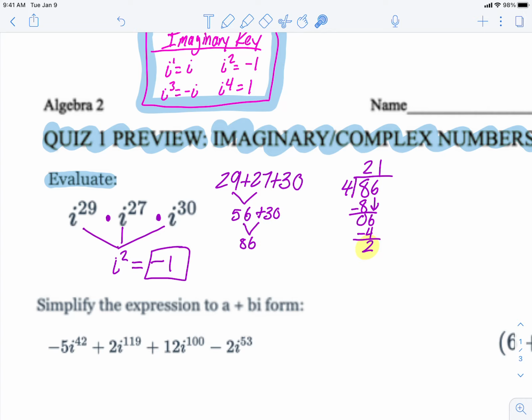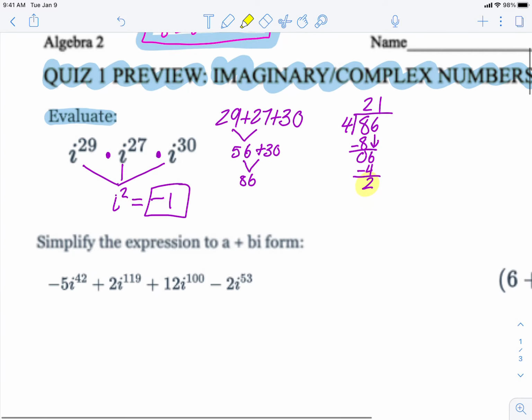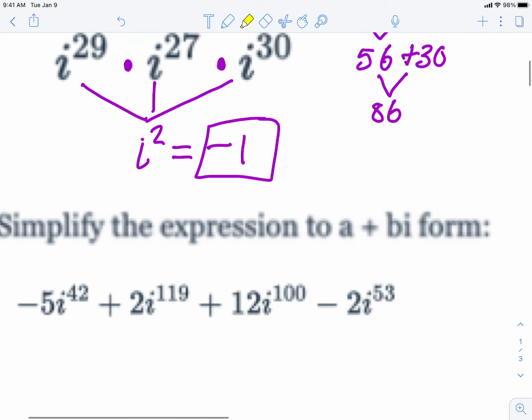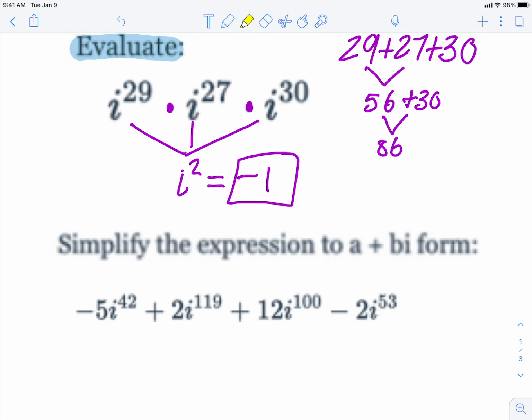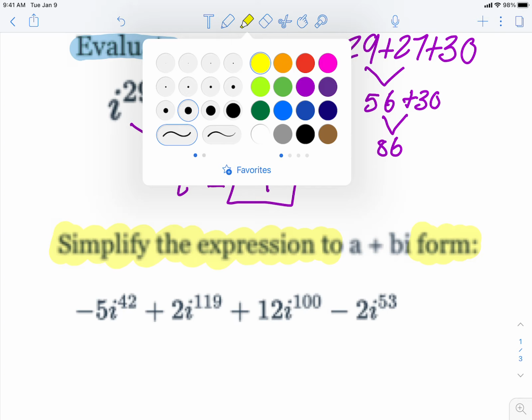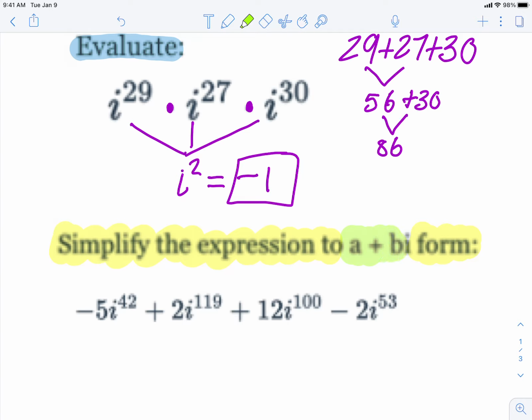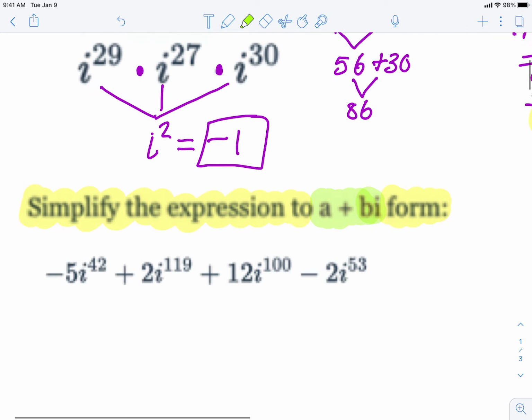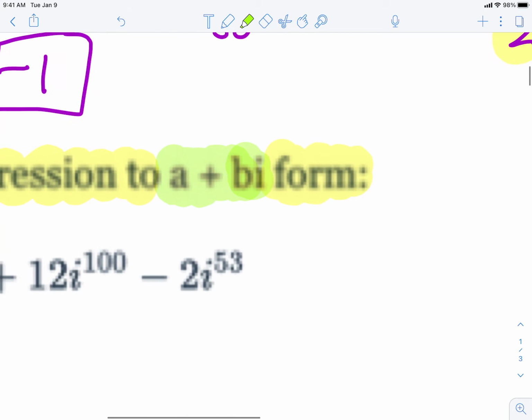All right. Next set of instructions says, simplify the expression to a plus bi form. Simplify the expression to a plus bi form. I purposely left that like that because I want that to stick out, right? A plus bi form. A meaning the real number goes first. Bi meaning the imaginary number goes second. And how do we know it's imaginary? Well, because it has got that i, right?